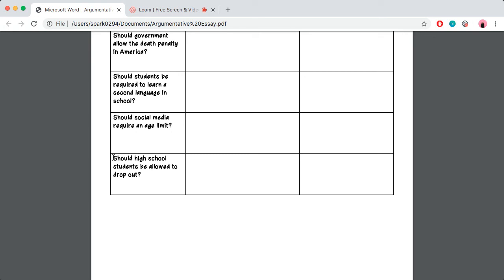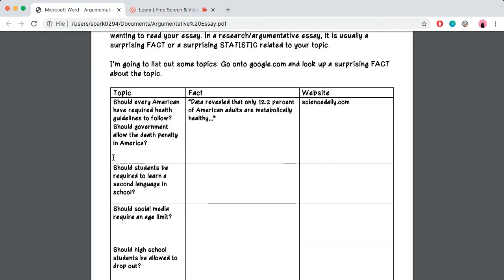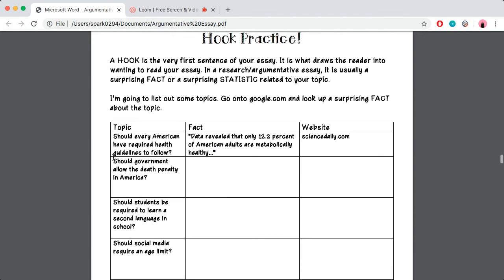And that's what we're practicing today, is how to look up information that can be easily made into a good hook.